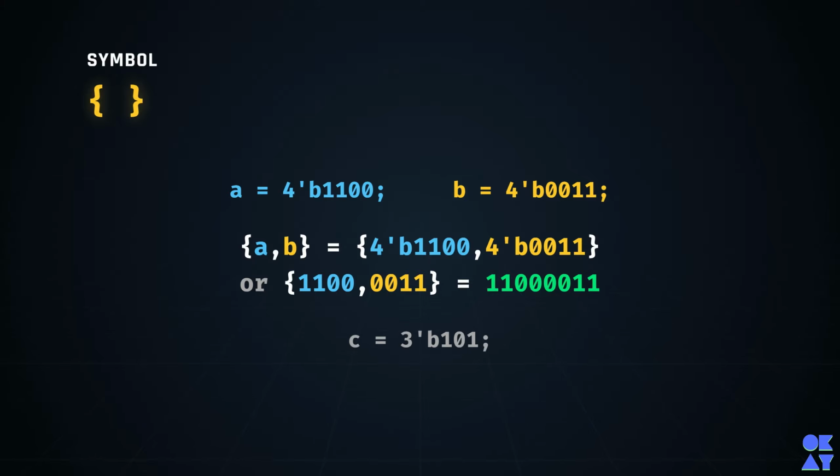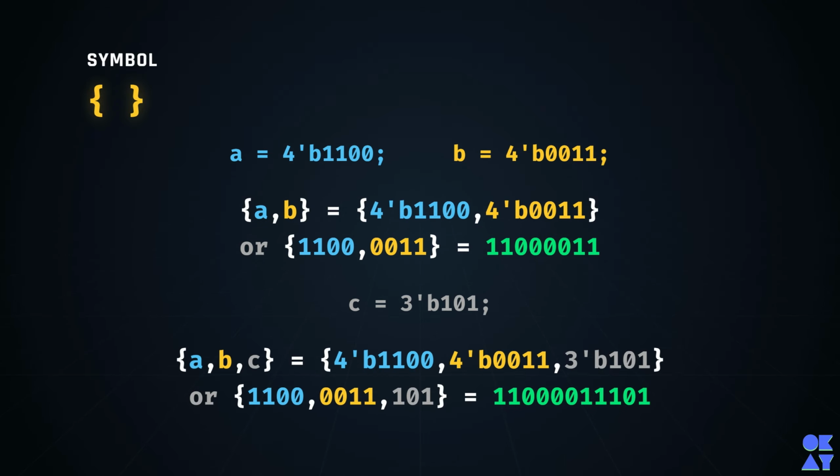C equals 3'b101. Then concatenation of A, B, and C is 11'b11000011101.